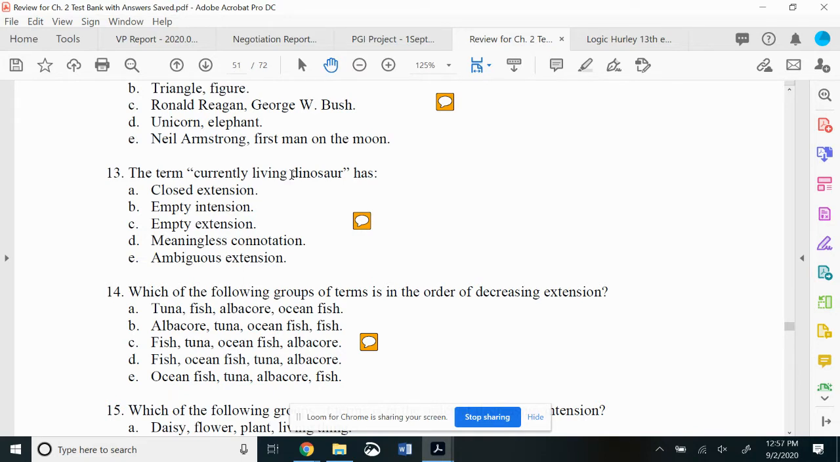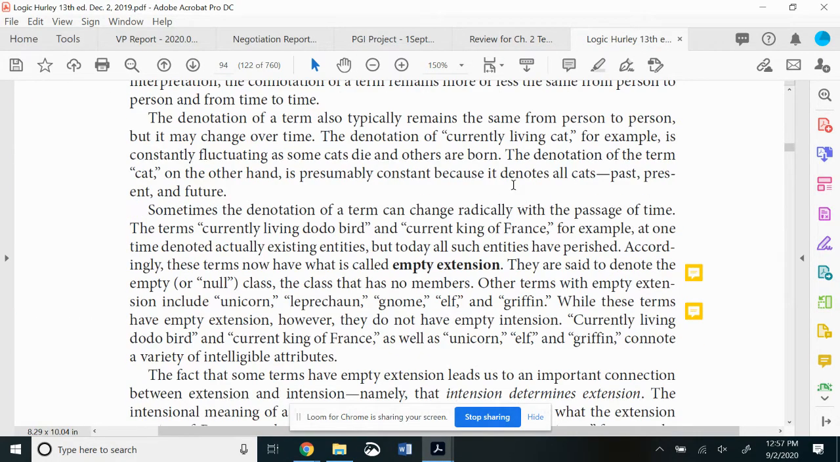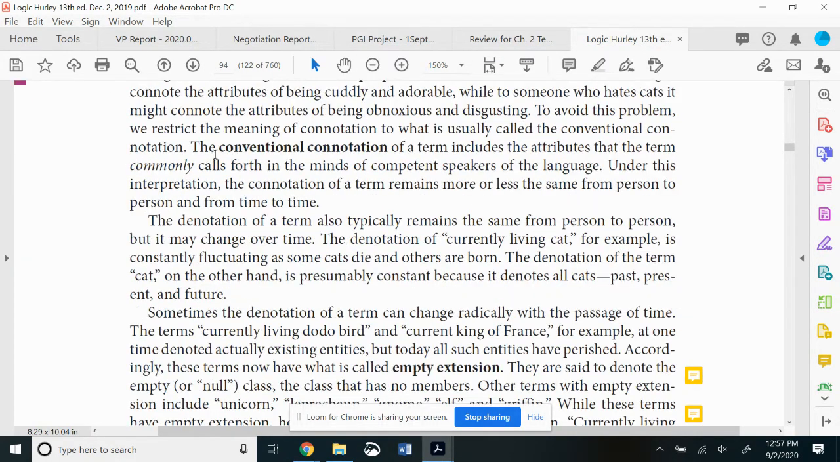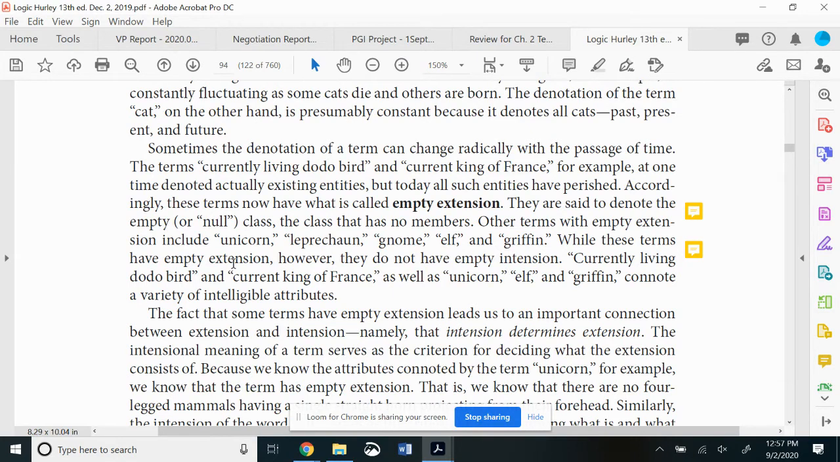Pretty awesome. Maybe at a later time I'll show you examples of these cousins and what they do. But okay, a currently living dinosaur has empty extension. Empty extension means they don't exist, so you can't point to it out there. You can point to a dead dinosaur, but certainly not to a living dinosaur. And by the way, that last answer, conventional connotation, you can look at how I got that. But empty extension, you can look here.